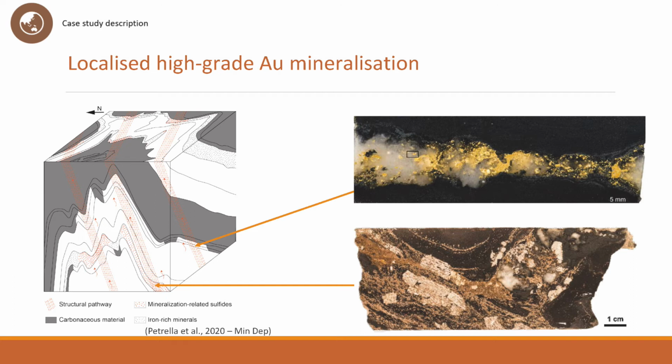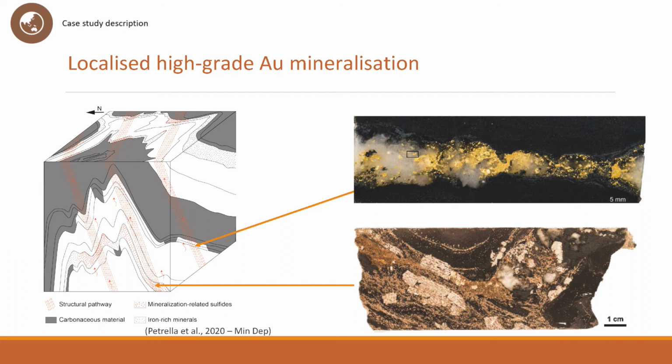Some are rich in iron, some are rich in carbonaceous material. And in red, the structural pathway with all the veins providing a conduit for the mineralizing fluid. When this fluid is interacting with an iron-rich host rock, we get this lower grade type of mineralization. And when the fluid is interacting with carbonaceous host rock, we find this type of vein-hosted mineralization.